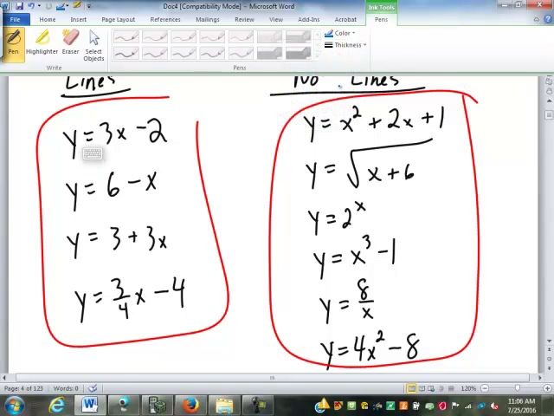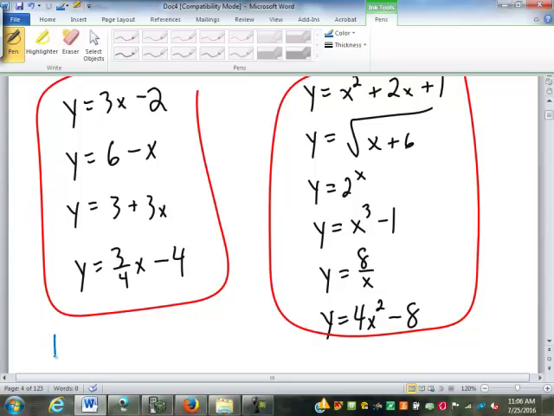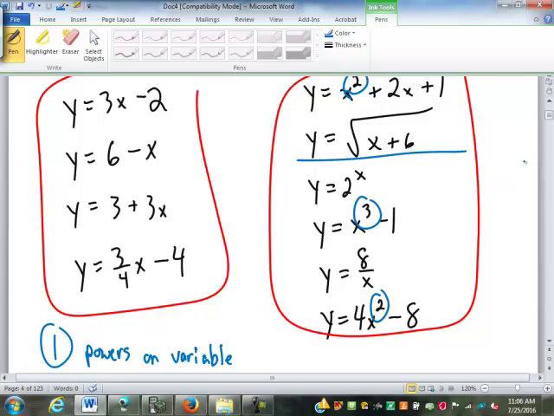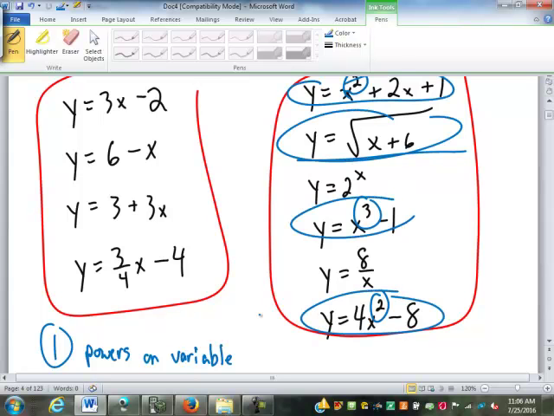Powers is one of them. But to be more specific, one of them is powers on a variable. Here we had x squared, here we had x to the 3rd, here we had x squared. This is in fact a power, by the way. A square root is a power. It's a power of 1/2. So those 4 equations display that powers can cause it to not be a line.